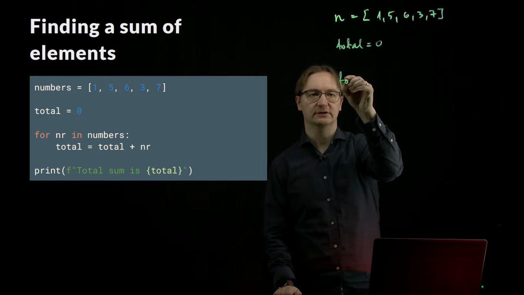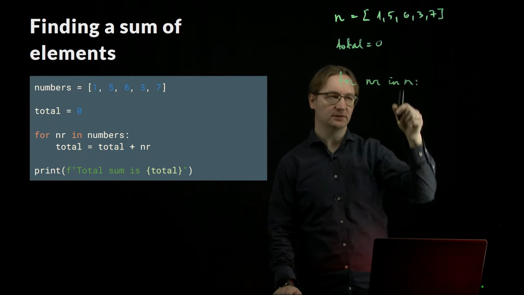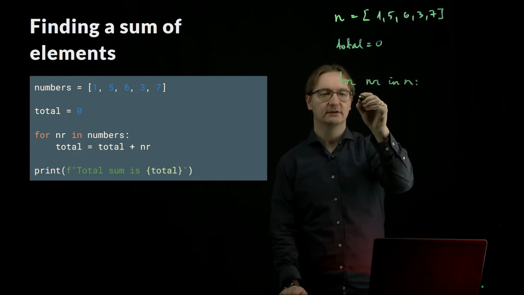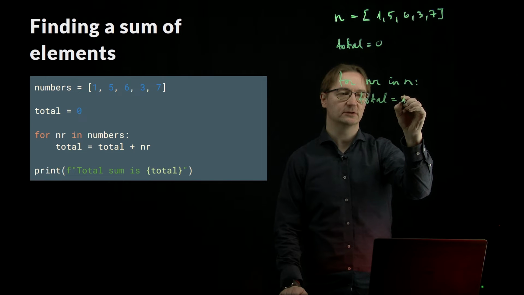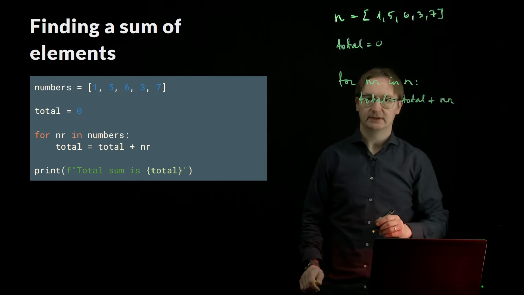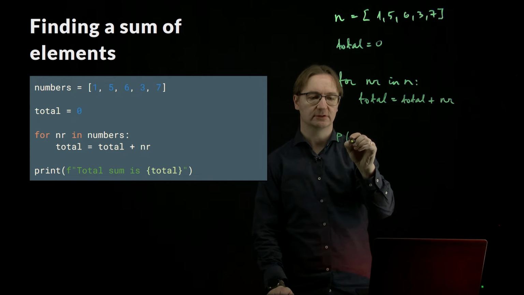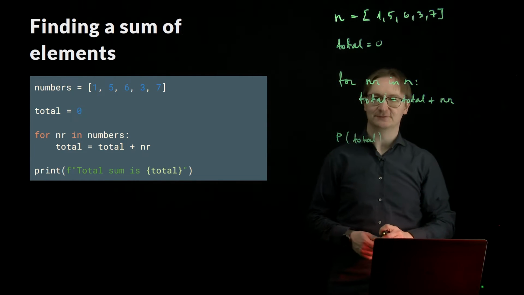I just write it here: for number in numbers. I just made it shorter, it's easier to write. And now total equals total plus number. And now we print it out. Print out the total value. I also use the shorter version of print here.